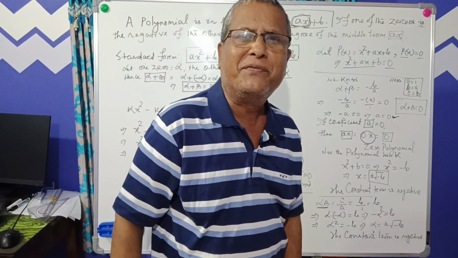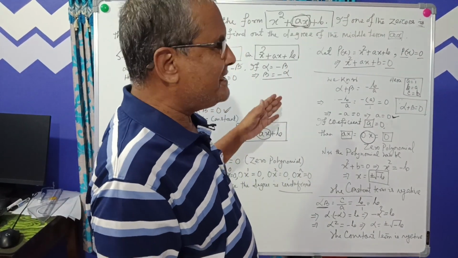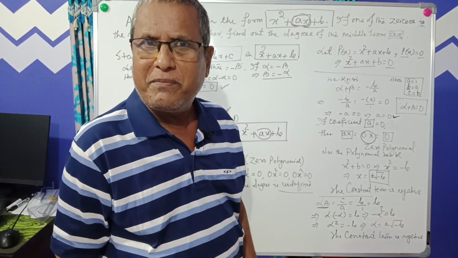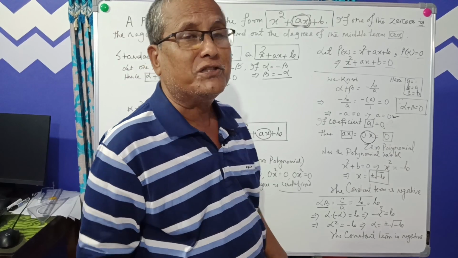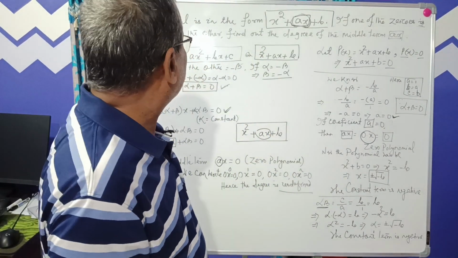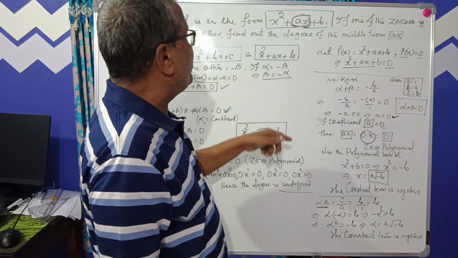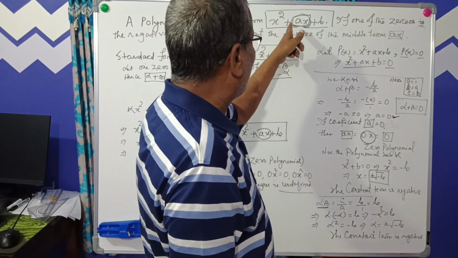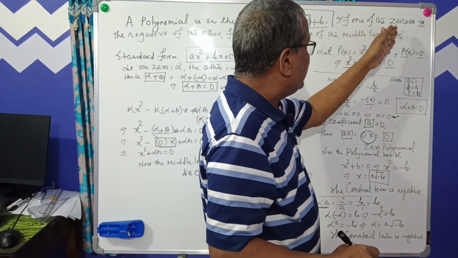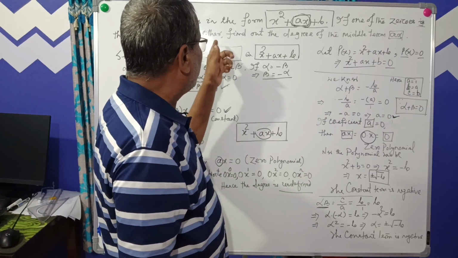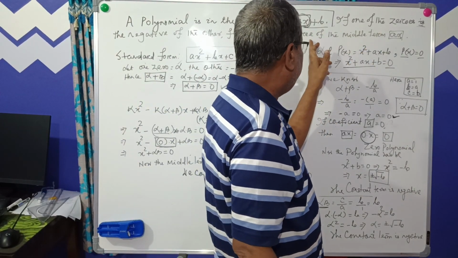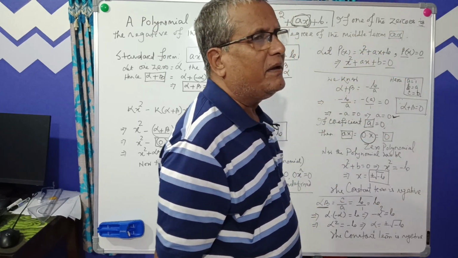Today we have taken a topic from polynomials, and this question was set in the selection test conducted by Odisha Adarsha Vidyalaya Sangathan. This is a very good problem, so let's discuss. A polynomial is in the form x square plus ax plus b. If one of the zeros is the negative of the other, find the degree of the middle term ax. Find the degree or exponent of the middle term ax.